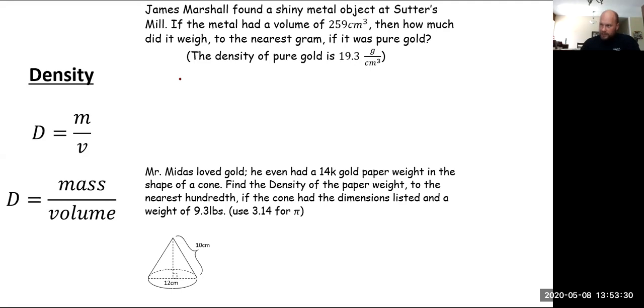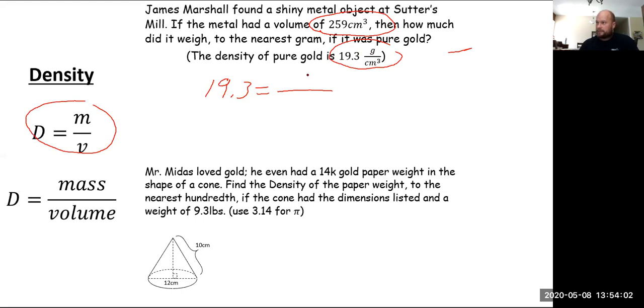So we have our density is given to us. We have the mass is not, that's what we're trying to find, and the volume is also given to us. So this is our volume, and this is our density. So we're going to plug into this formula here. So we have 19.3 equals the mass, which is what we're trying to find, over the volume, which is 259.